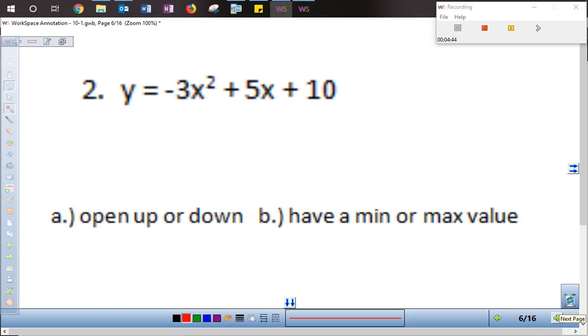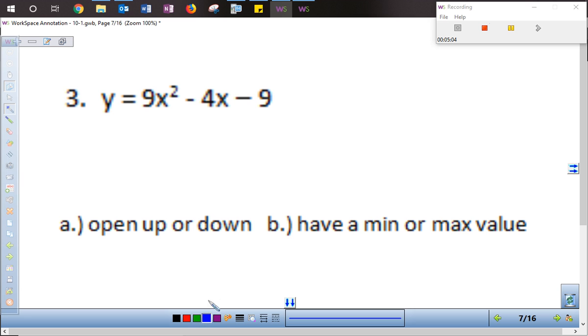On number 2, I have y equals negative 3x squared plus 5x plus 10. So I want to identify my a value here, which is negative 3, which means this guy is going to open down. And if it opens down, its vertex is going to be at the top of its graph, so it's going to be a maximum value. On number 3 here, I have y equals 9x squared minus 4x minus 9. So the a value in front of my x squared is positive, which means it is going to open upward. And my vertex is going to be down here at the bottom, so it's going to be a minimum value.